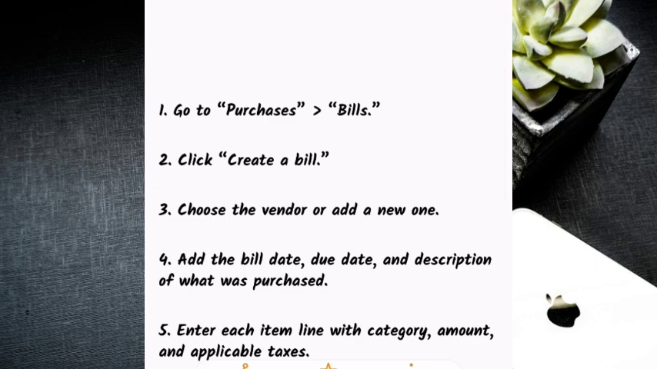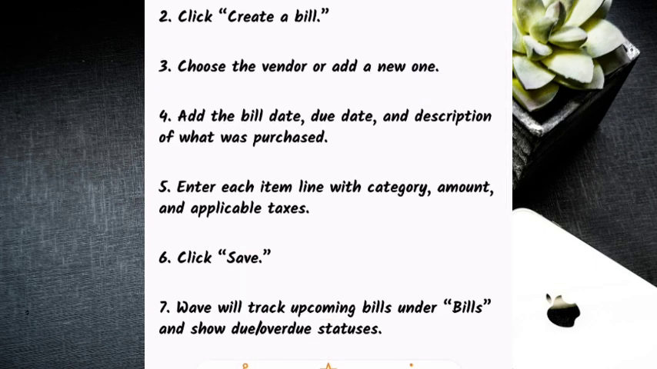Next you got to choose the vendor, or you can add a new one, and then add the bill dates, the due dates, as well as description of what was purchased. Next you got to enter each item's line with categories, amounts, and of course applicable taxes.